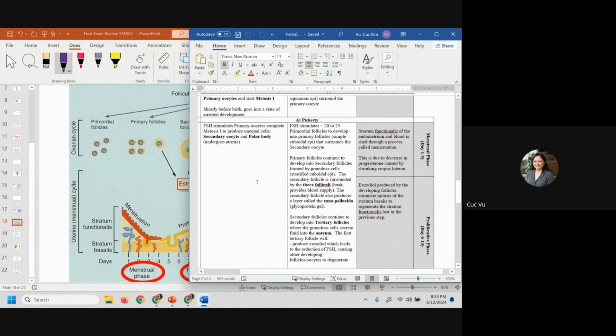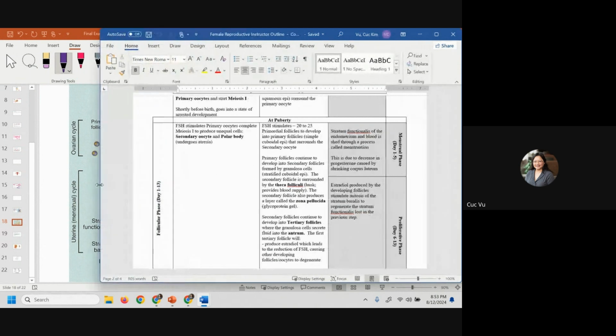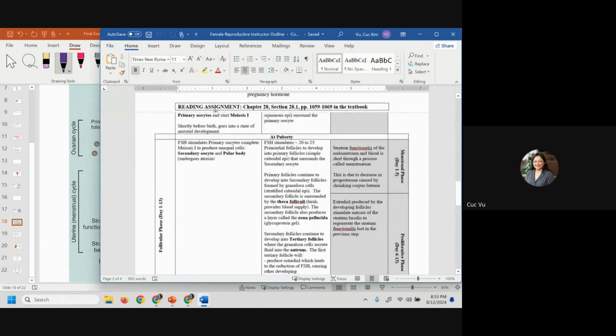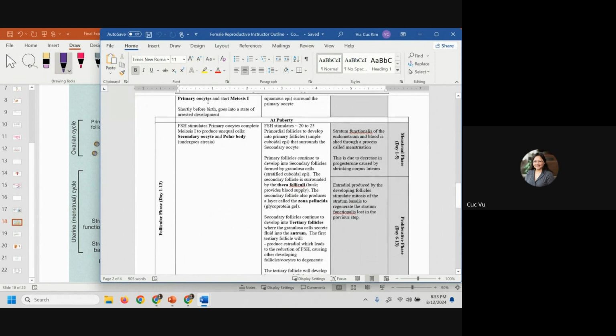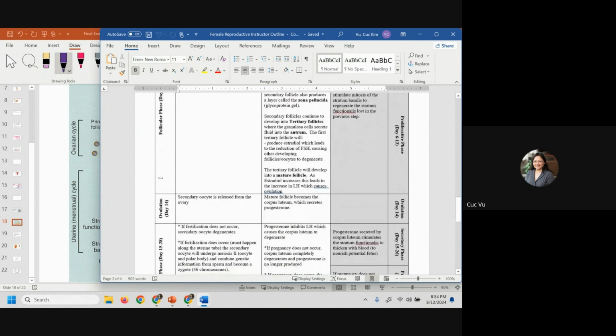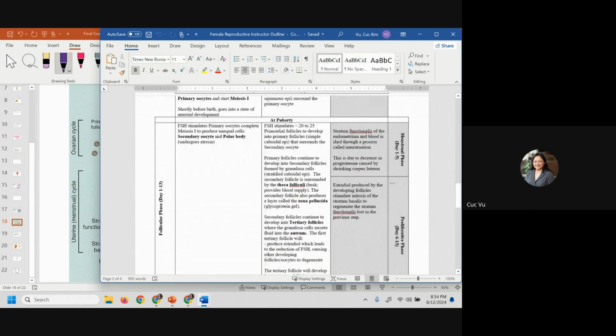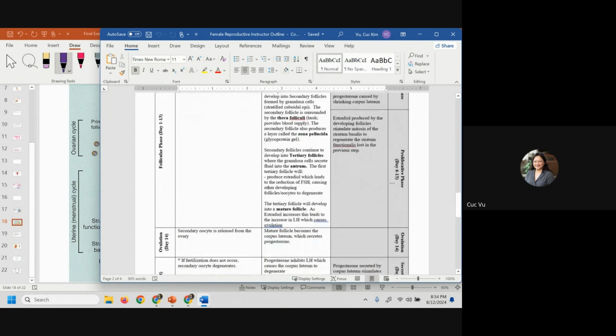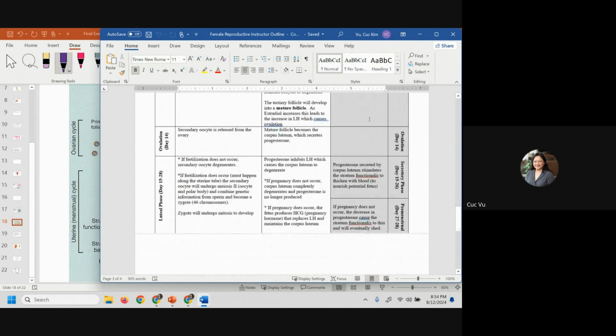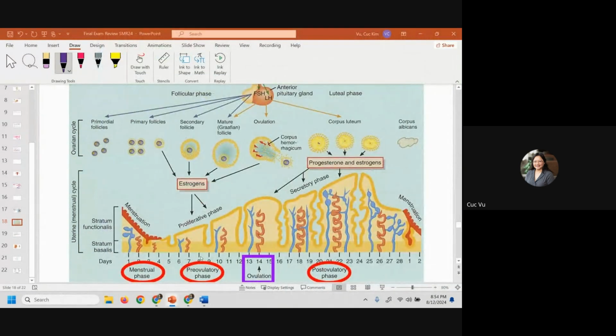I created this table specifically for this class because it's a nice way of looking at what's going on. You can see both the oogenesis, the follicular genesis, and the uterine cycles on here. You can see how it's divided into their own phases and what happens exactly at each of those phases. So this is a really good chart to study while you're preparing for the exam. It will walk you through what happens to the uterine lining.